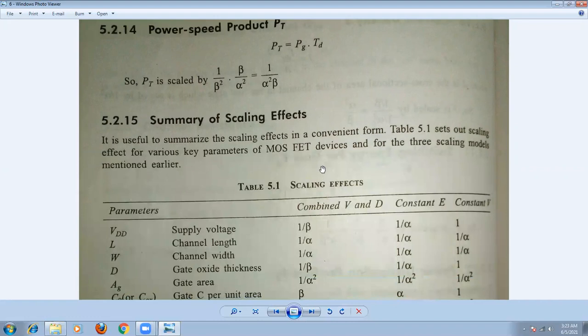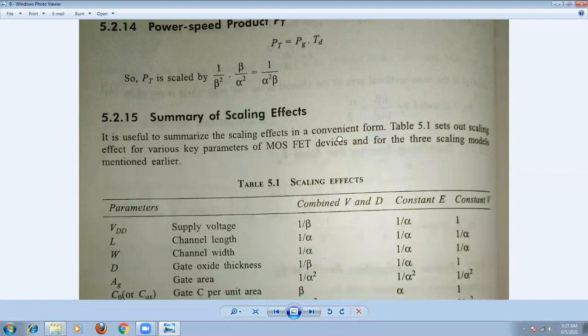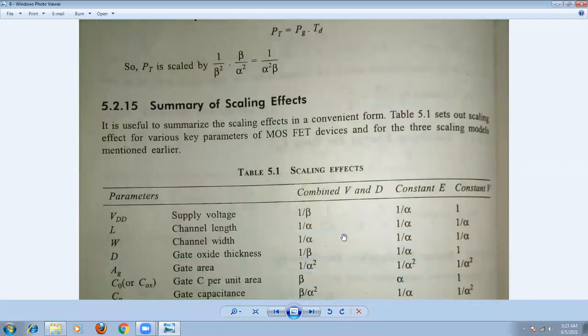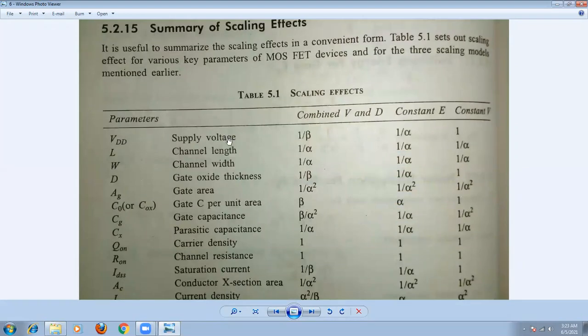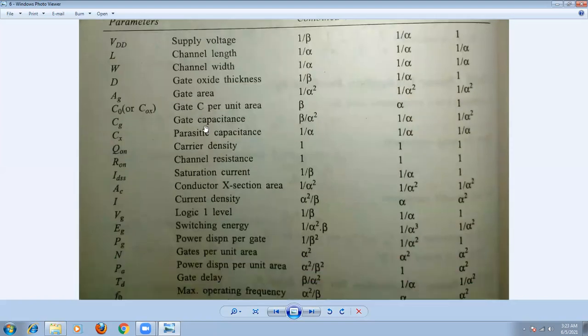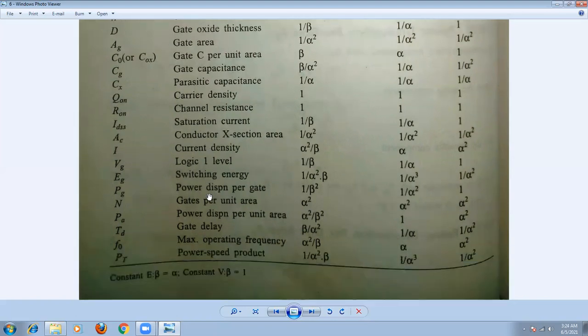So already we discussed the combined voltage and dimension scaling method. We have a total of 14 parameters. Once again, we can list all these parameters: supply voltage, channel length, channel width, oxide thickness, gate area. Then the scaling effects: gate capacitance, parasitic capacitance, charge density, channel resistance, saturation current, conductor cross section, current density, and logic 1 level. The logic 1 level, VDD, can be represented by beta in the combined voltage and dimension scaling model.